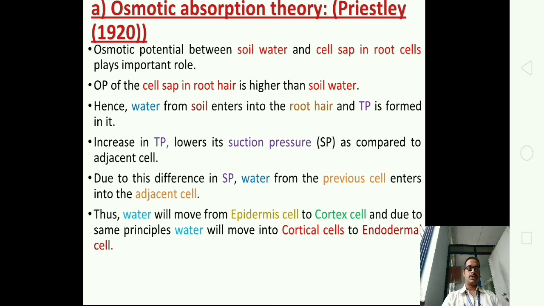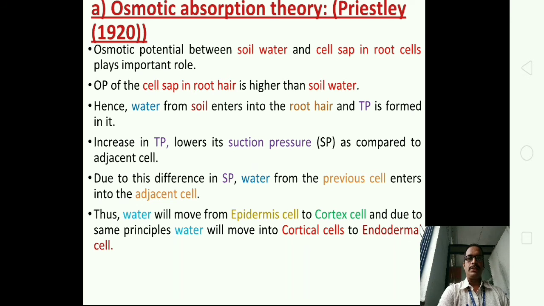So osmosis is the movement of water from a solution of higher potential to the solution of low potential across a differentially permeable membrane separating the two solutions. So, this is osmosis. Now, how does it work? The osmotic pressure between the soil water and the cell sap in the root cell plays an important role. The osmotic potential of the cell sap in the root hair is higher than the soil water. Hence, water from the soil enters into the root hair and turgor pressure is formed.